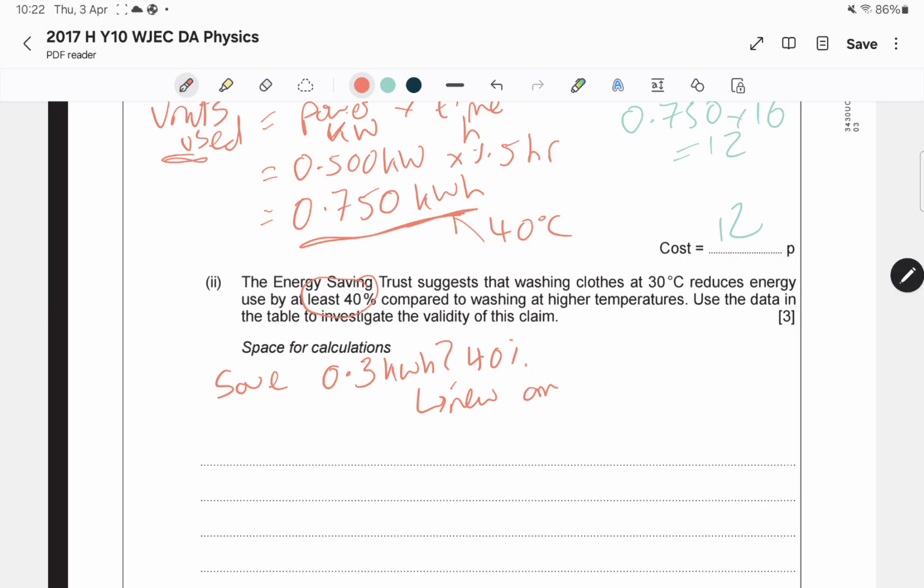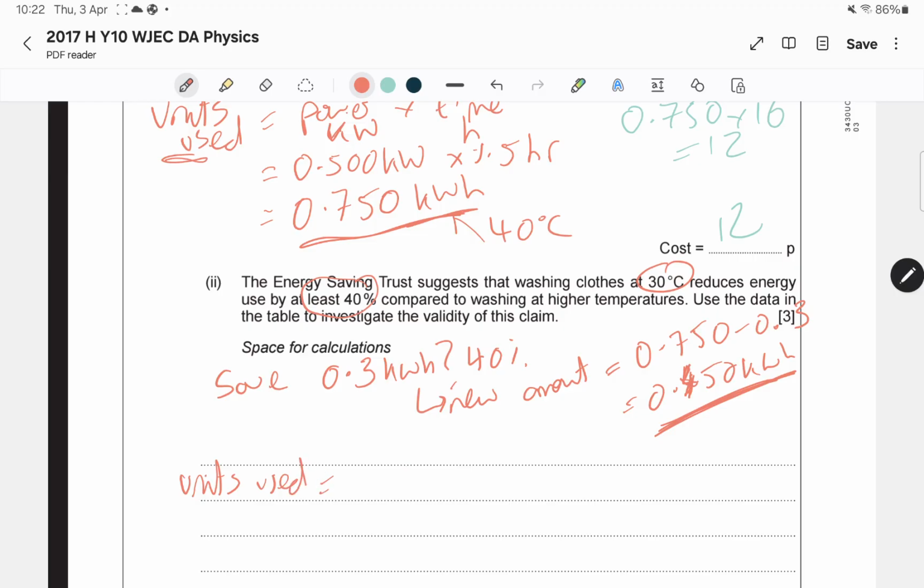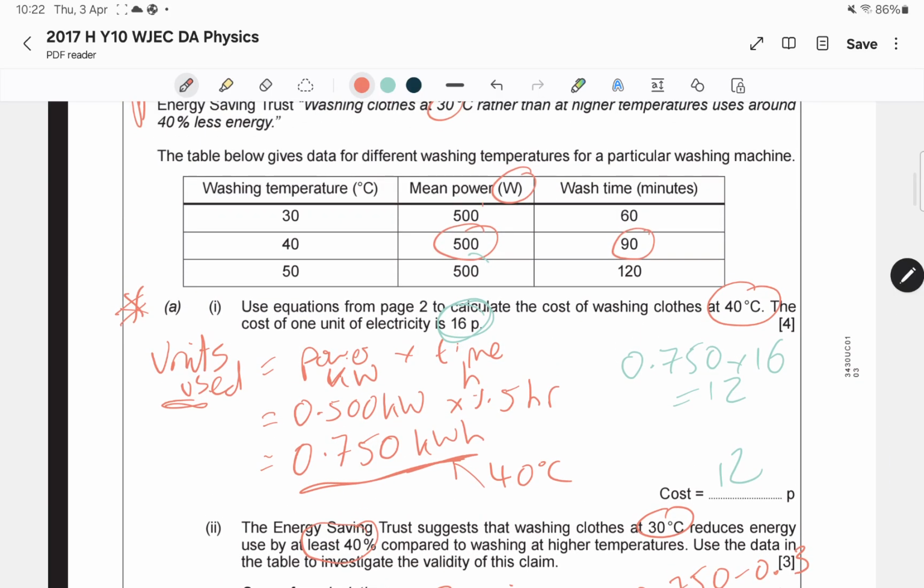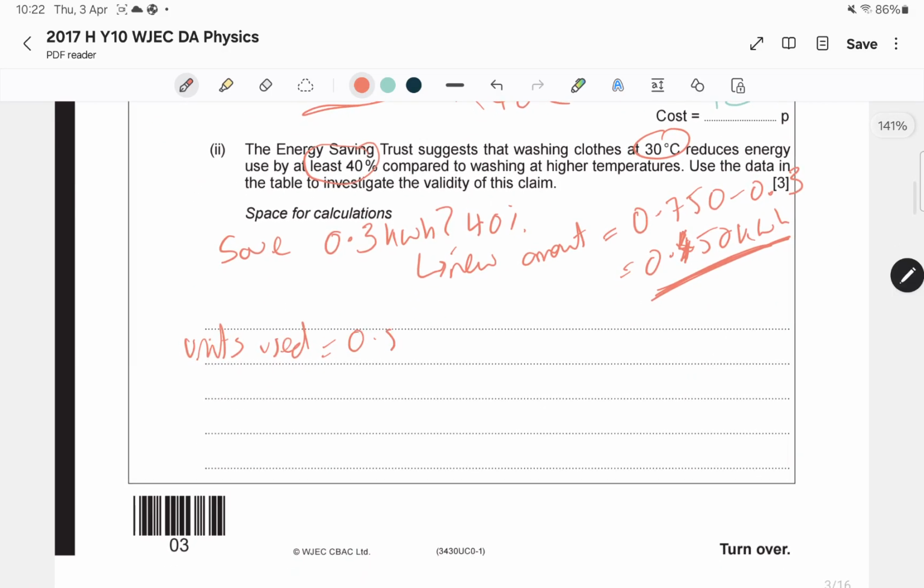So if we're going to save 0.3 units, our new amount is that much. If the new one uses that much energy at 30 degrees, then we have saved 40%. So let's work that out. We're going to do the same as up the top. The units used is the power times the time. The power is still 500, but the time is now 1 hour. So that's 0.5 kilowatts times 1 hour.